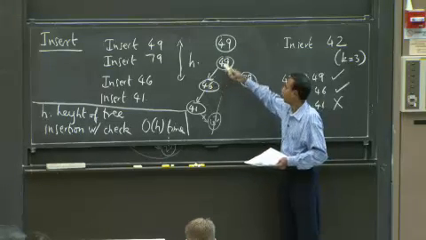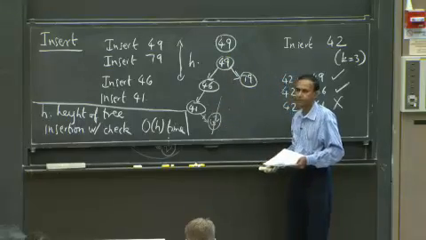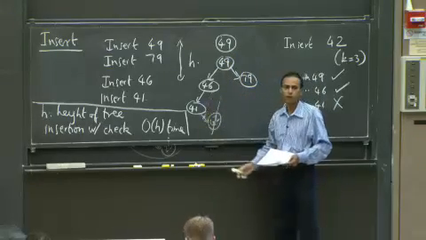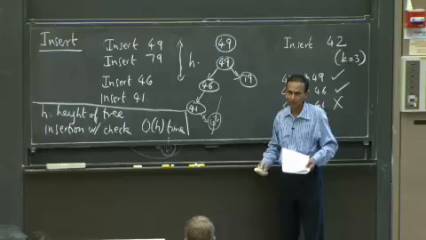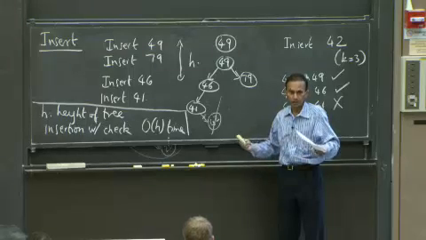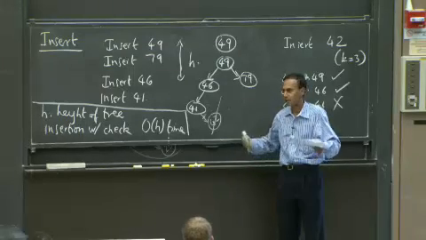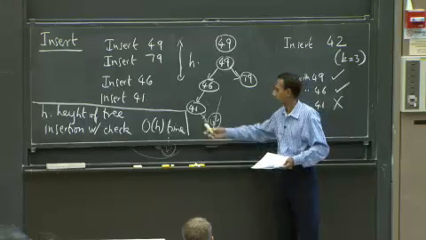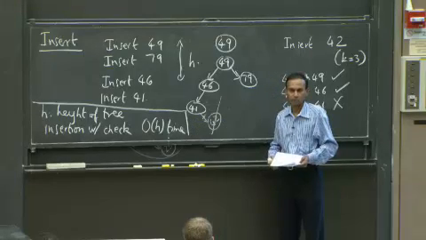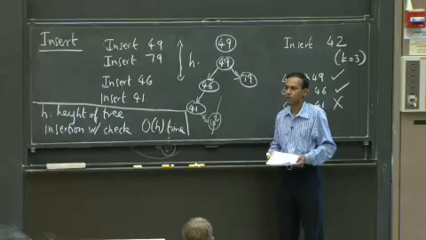Okay? And so if you have h being the height of the tree, as you can see, you're just following a path, and depending on what the height is, you're going to do that many operations, times some constant factor, and so you can say that this is order h time. All right? Any other questions?